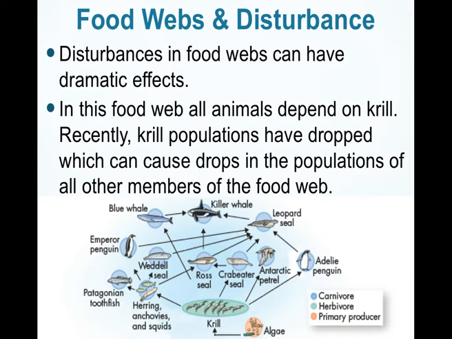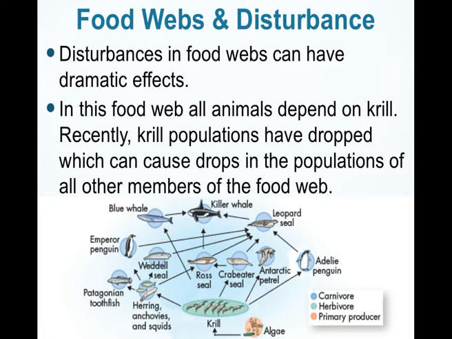When we look at our food chains and our food webs, what we need to realize is that if something happens to an organism within a food chain or a food web, it's going to affect organisms further down in that food chain. So if we look at this food web, what happens if something happens to our population of krill? Stop and think about that for a second. What would happen if we didn't have our krill in that food web?